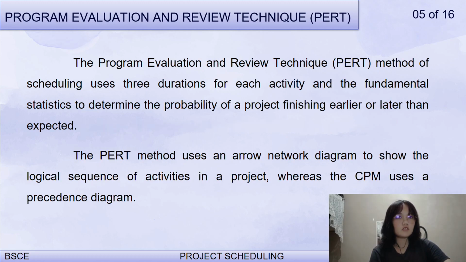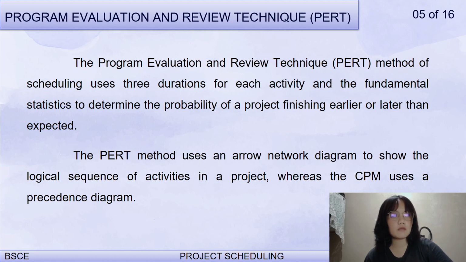Next, the program evaluation and review technique, or PERT, method of scheduling uses the duration for each activity and fundamental statistics to determine the probability of the project finishing earlier or later than expected. The PERT method uses an arrow network diagram to show the logical sequence of activities in the project, whereas the CPM uses the precedence diagram.